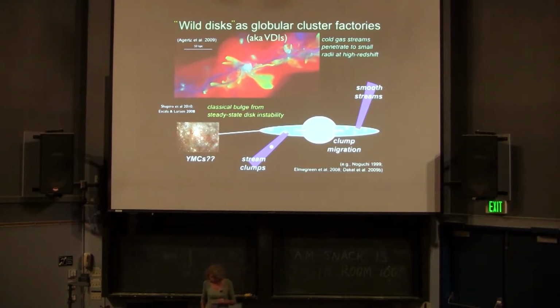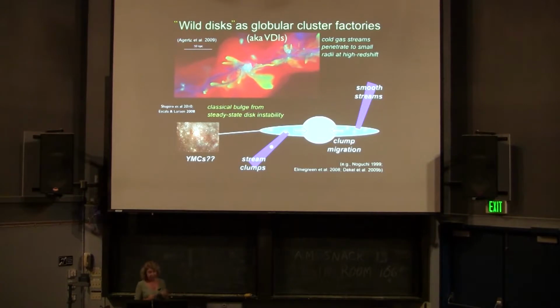One of the things that was intriguing to us as globular cluster aficionados was the simulations that Avishai Dekel and Daniel Ceverino and collaborators were coming up with, these cosmological simulations, which we like to talk about as wild disks, but Avishai calls them VDIs, the violently disturbed something or others. Violent disk instabilities, that's it. Anyway, I like to call them wild disks because I can remember that.